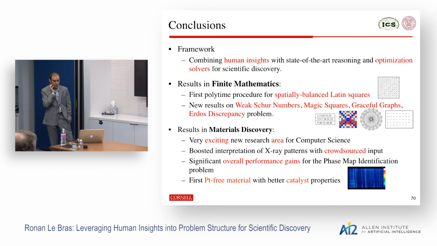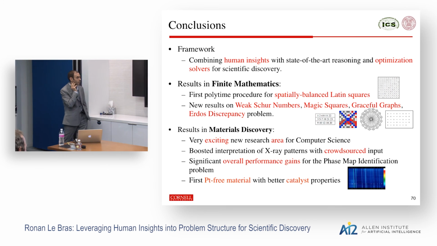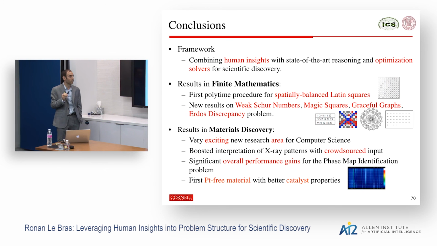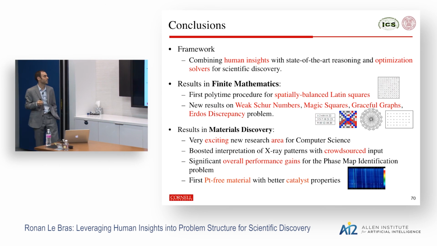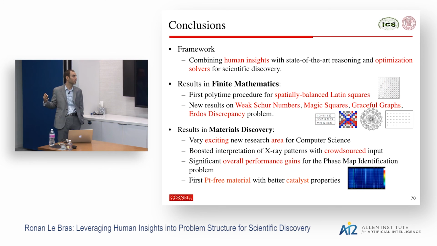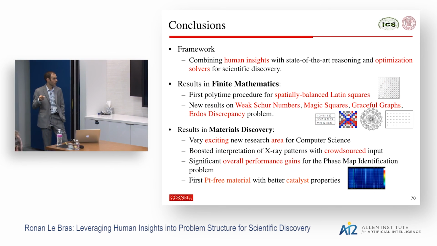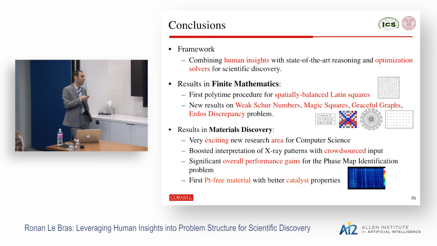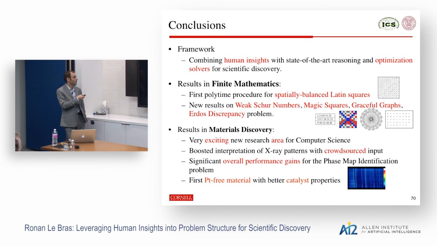And also results in materials discovery, which is, I believe, a very exciting area for CS. And first, we were able to boost the interpretation of the X-ray diffraction patterns using crowdsourced input. And also, on top of this significant overall performance gain for the phase map identification problem, now we believe we have the first platinum-free material with better catalyst properties.